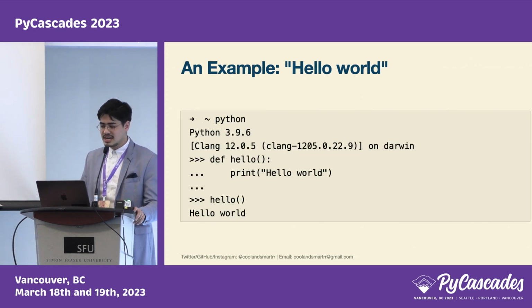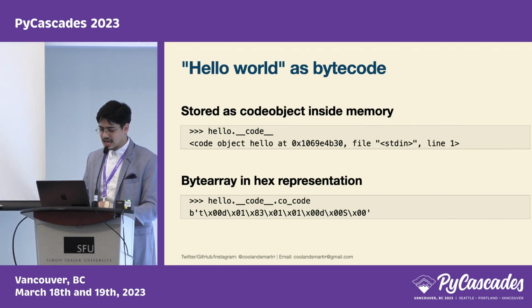Okay, so let's look at how an example hello world is transformed. Again, we have here the hello world that we all know and love. If we look at the dunder method code, we could see that it's stored as a code object in the memory. If we want the code to be output, then we could just use another method called co_code, compiled code. And here we have a string of bytes that shows the details of the code.